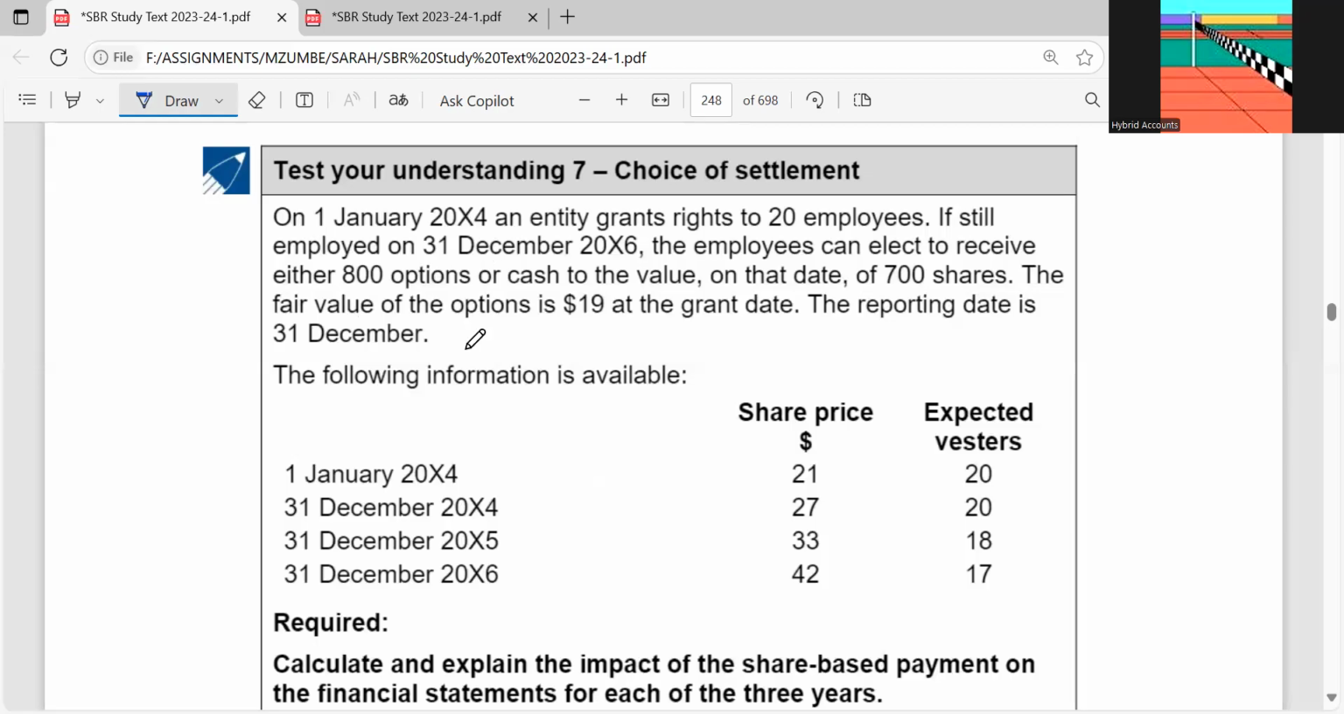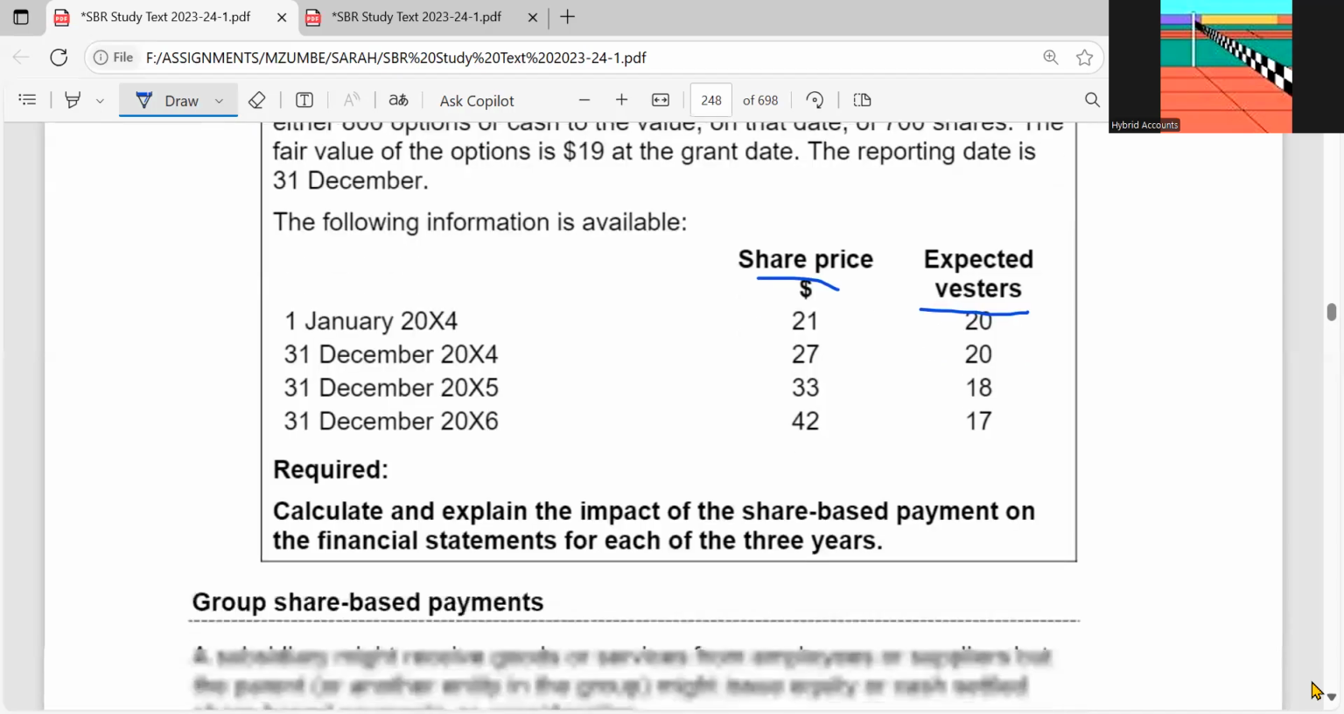The fair value of the options is $19 at the grant date, okay? The reporting date is 31st December, so the year ends as usual. The following information is available now. We have the share price here, but also we have the expected vesting. Okay, 1st January, you have the share price to December 26, and you know the expected vesting. So now let's go on and look at the requirement.